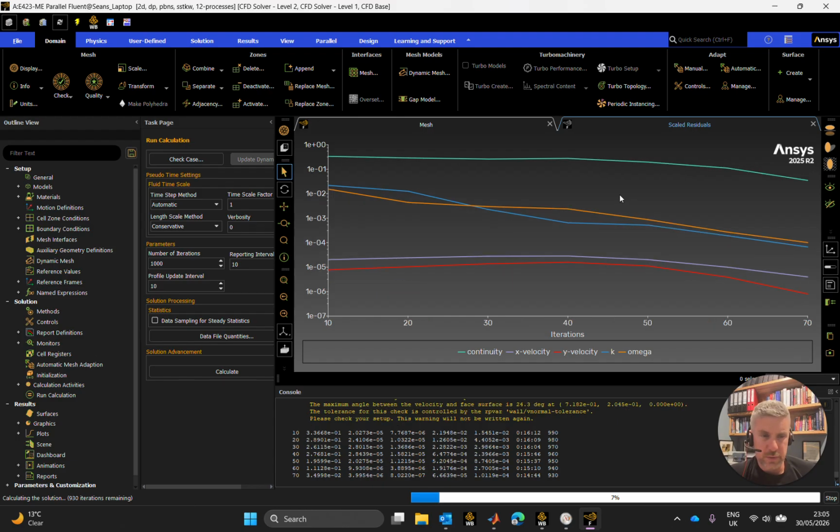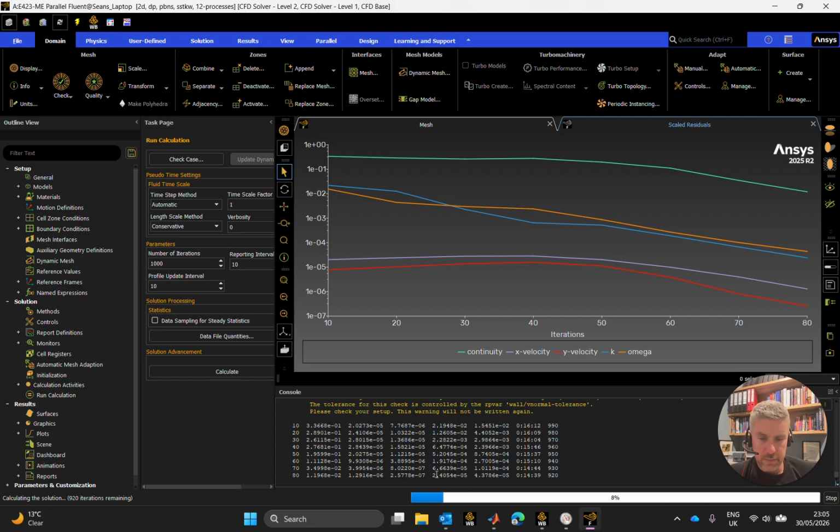Let's just wait for the next one here. Yeah, it's just coming down nicely now. So we could see there, the Y velocity is already past the residuals. Yeah, it's dropping by 4. It's dropping nicely. Yeah, big drops there as well.